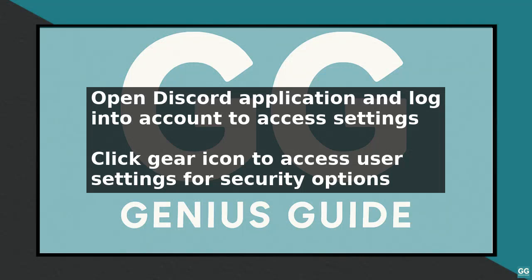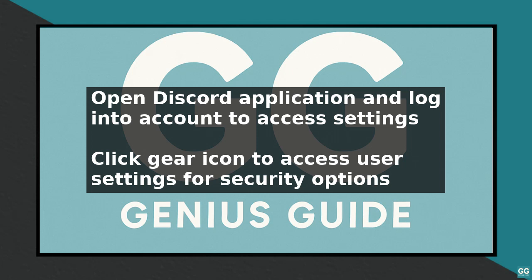To turn on two-factor authentication on Discord, start by opening the Discord application on your device and logging into your account. Once you are logged in, click on the gear icon located in the bottom left corner of the screen to access the user settings. In the user settings menu, click on the Security tab from the left side menu options.